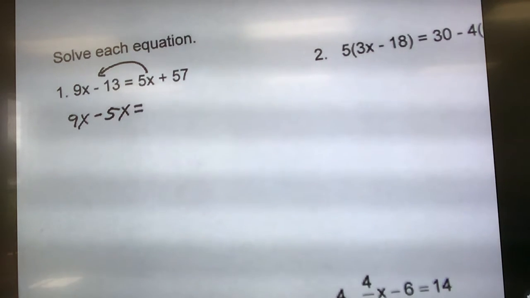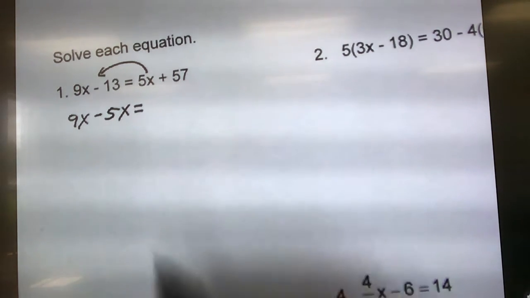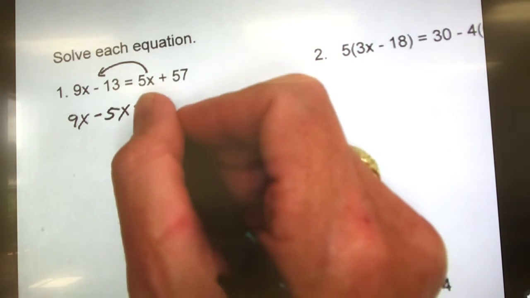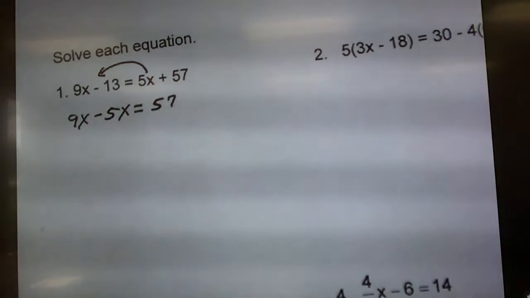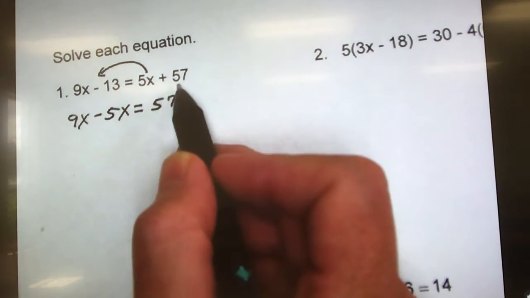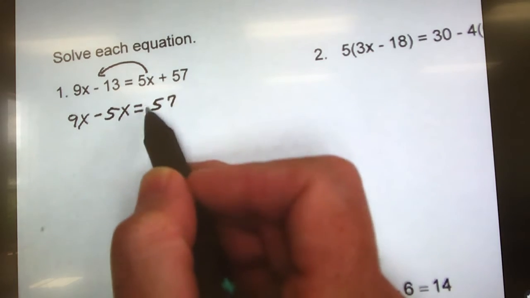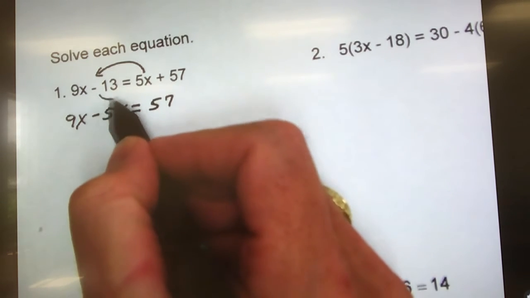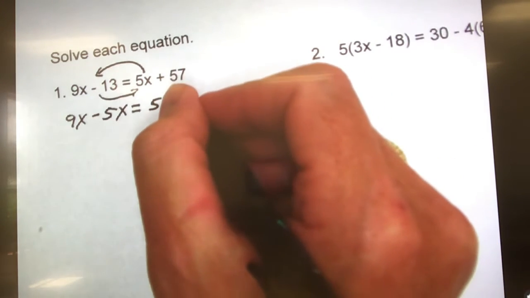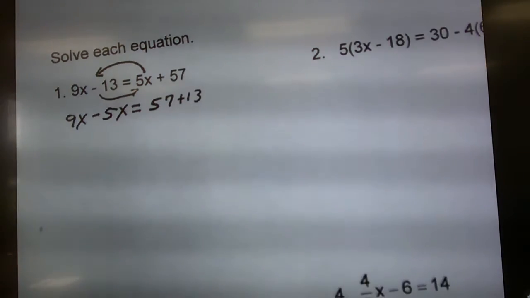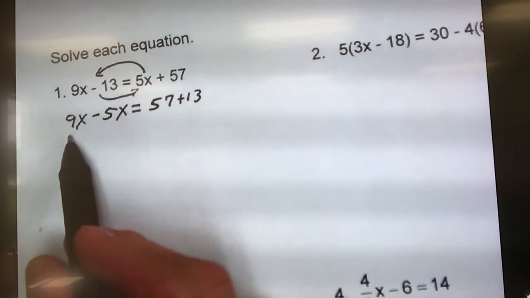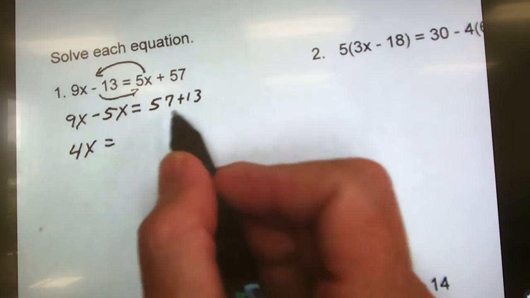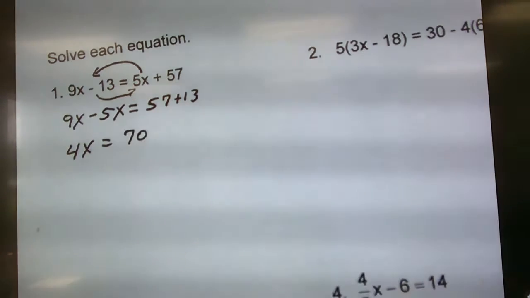Now I'm looking for regular numbers, whole numbers, ones without variables, and I look on the right first. Is there any on the right? And I see that there's a positive 57. So he stays on the right side. See, here's the bridge. He was on the right. There's the bridge. He's still on the right. So he stays a positive. I look on the left. There's a negative 13. He's got to cross that bridge. He changes to a positive 13. Now I combine like terms. 9x's minus 5x's is 4x. 57 plus 13 is 70.